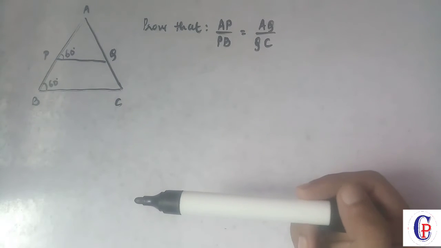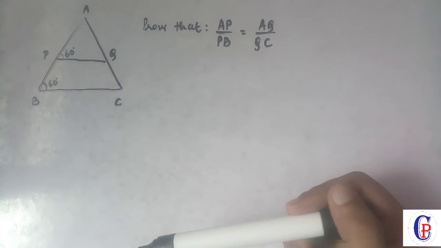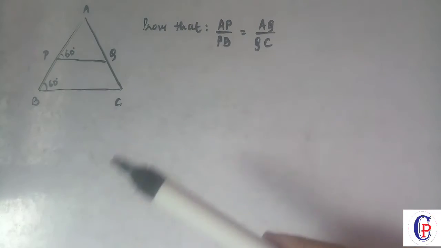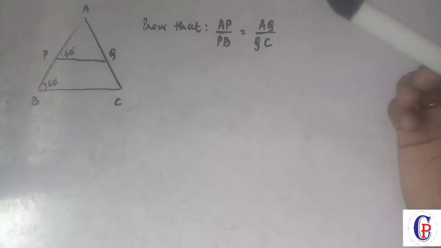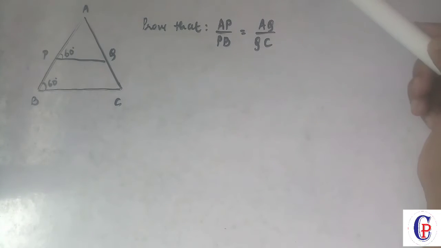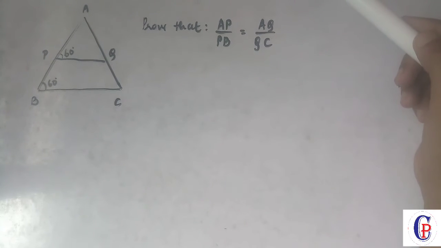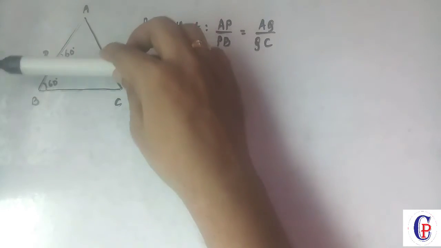Now when can we apply this? You have to think, when will I get AP upon PB equal to AQ upon QC? Something like that we have already studied. Right, this is the BPT theorem. But if you want to apply the BPT theorem, what is the condition? That we should have parallel lines.